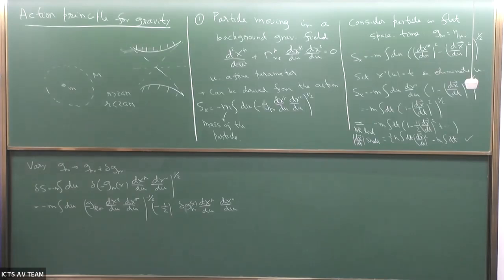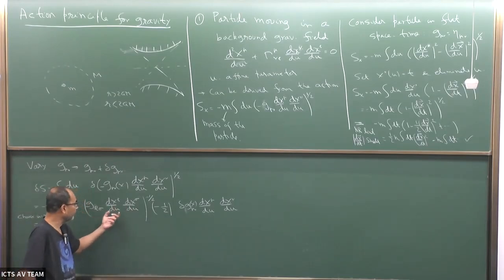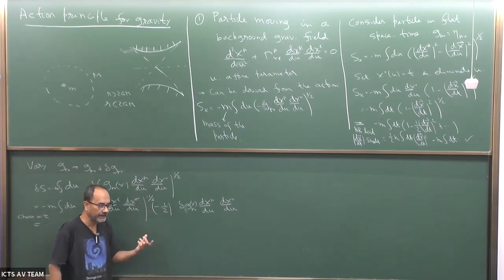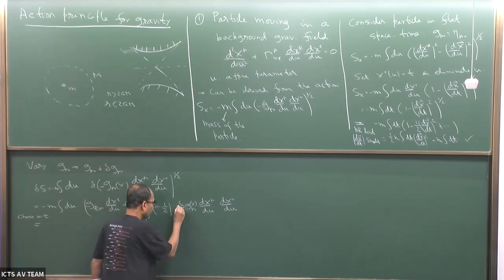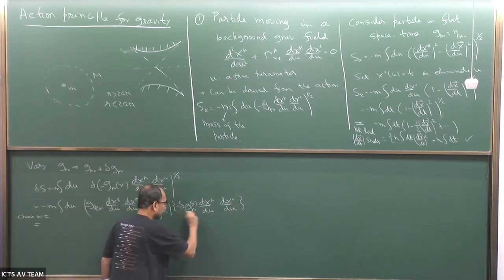Is this clear? Now we can choose u equal to tau. u is just a parameter, right? Is this step clear? We wanted to vary this, right? So delta of x to the half is half x to the minus of delta x. Maybe I can write the minus sign here, so there's no confusion. And these are delta x part.